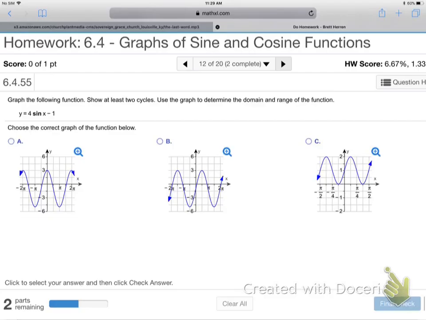So let's try that one. Okay, now 4 sine of x minus 1. Now, you guys know, what does a -1 do outside of a function? What does it do to a graph? Yeah, it grabs the whole thing and moves it down 1, doesn't it? So think about what that'll do. Here's the easy way, I think.